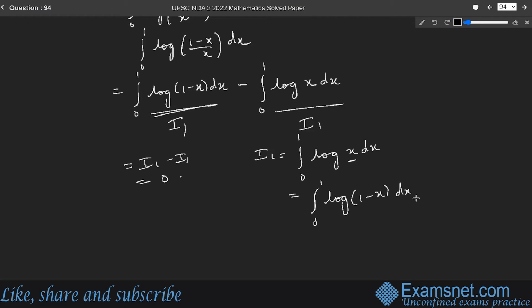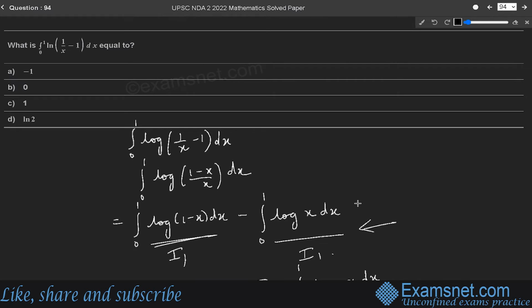I hope the concept is clear to you. You just have to let one part of the integral be I1 and further solve it, and apply the concept of upper limit minus lower limit here in the place of x. So it will be log (1 minus x) dx. Therefore, the correct option is option number B.